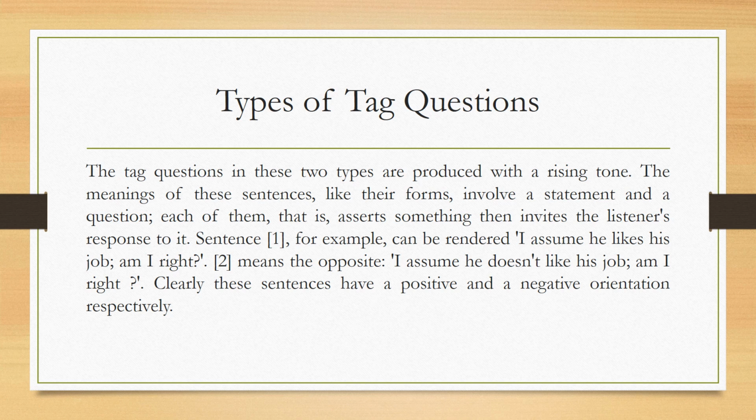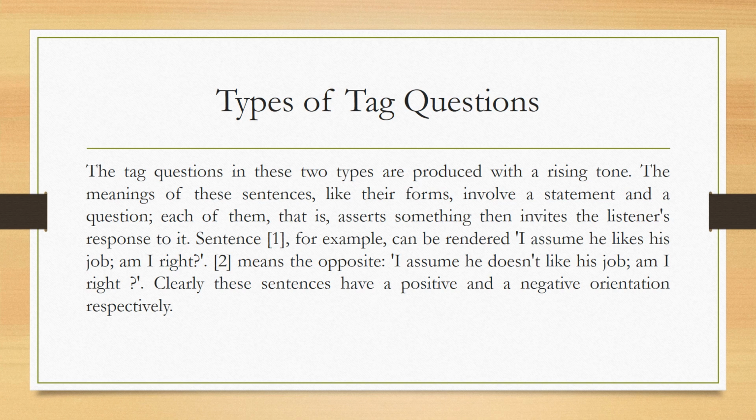For example, sentence number 1, when we say he likes his job, doesn't he? What does the speaker assume here? I assume he likes his job. So you see here we are asserting something: I assume, I propose, I think, I believe that he likes his job. Am I right? I want to listen to your opinion as my listener. What do you think? Do you agree or not?